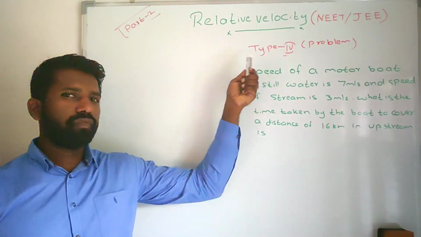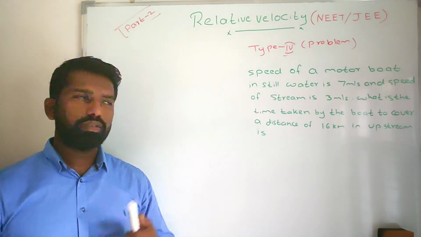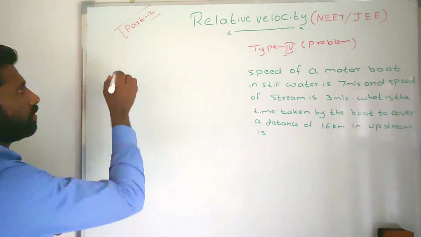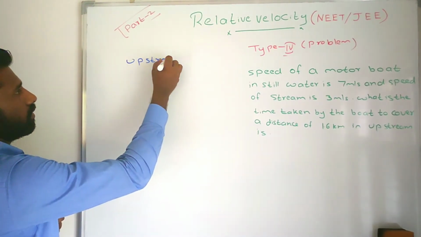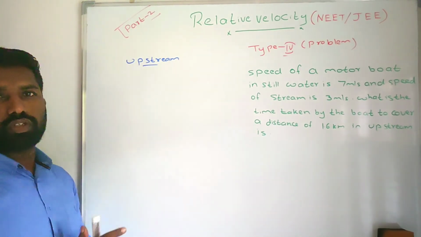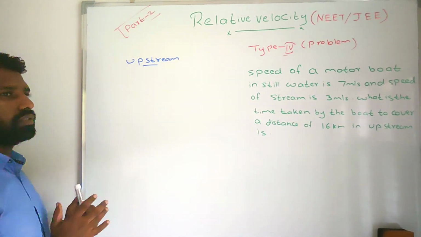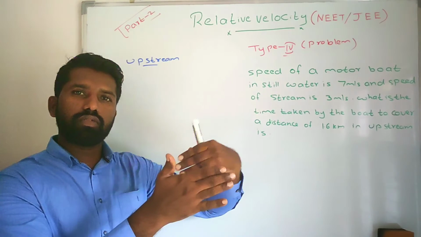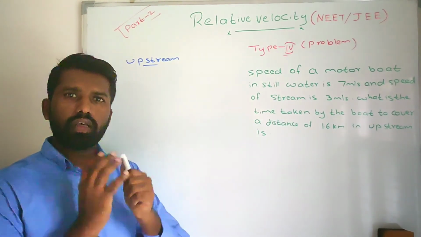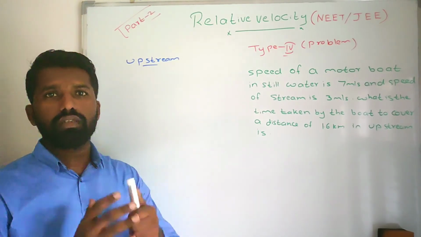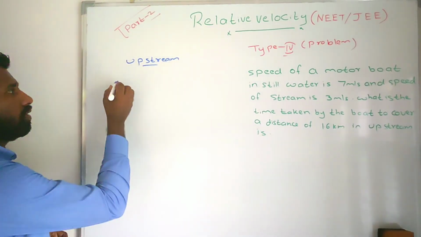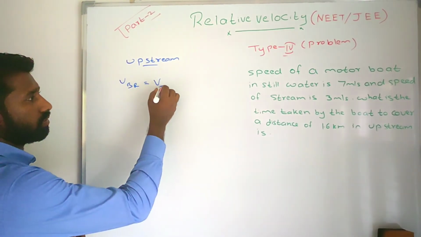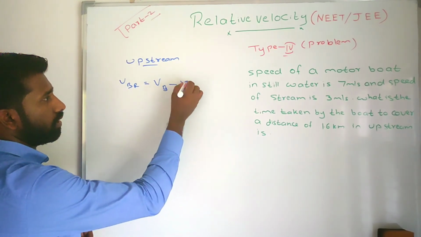Okay, clear? Type 4. Here we are discussing the river problem, mainly the upstream and downstream problem. What is upstream? Upstream means the river flow is in the opposite direction of the object's flow. If a boat is moving in this direction, the river is flowing in the opposite direction. So what is the velocity of the boat? That is the relative velocity of the boat with respect to the river.